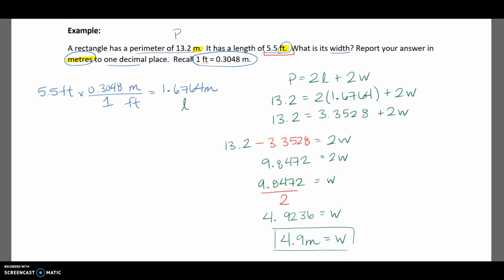You can see that following through the same steps here, I moved the term that was being added first by subtracting it on the opposite side of the equation, and then I moved this coefficient, or the number being multiplied by our variable, using division, to isolate the variable w, or get it by itself, and find the width of 4.9 meters.